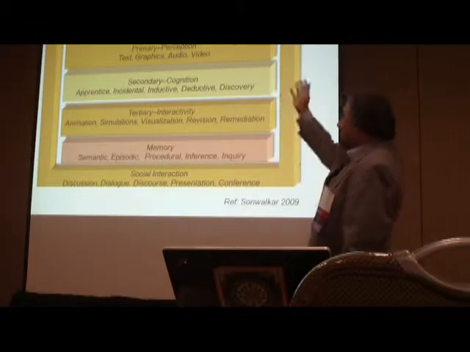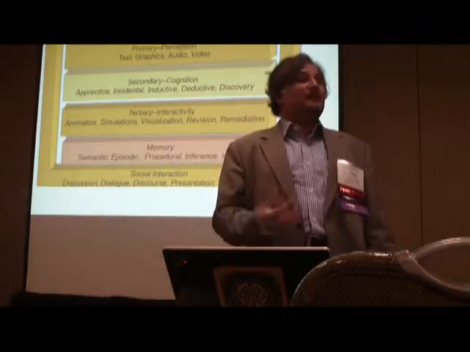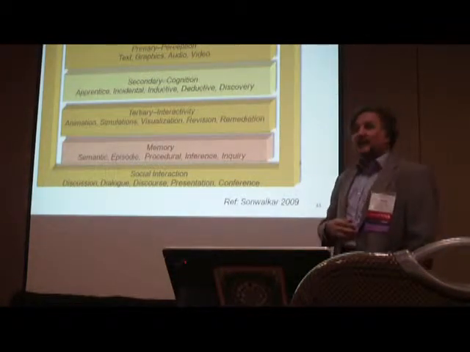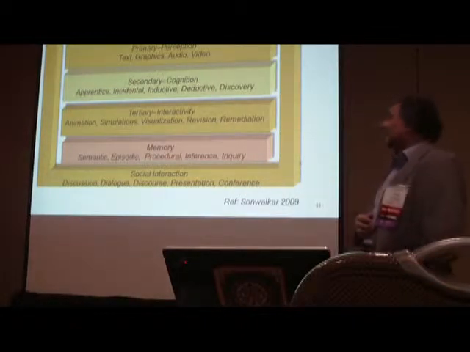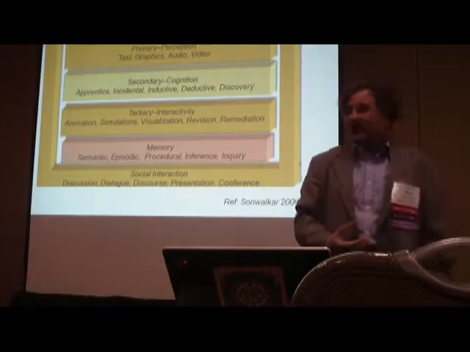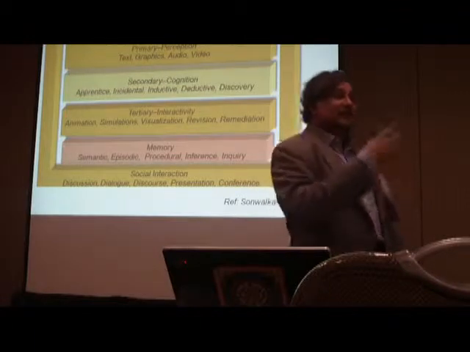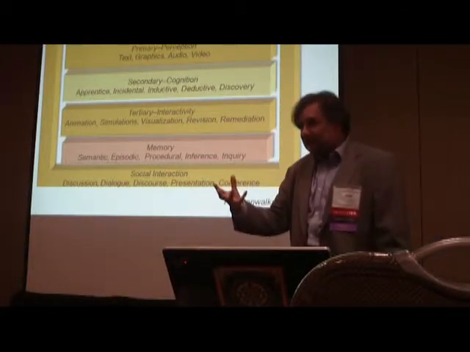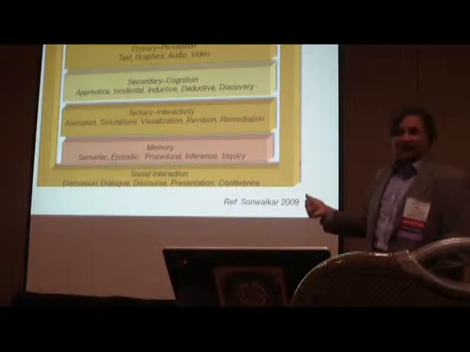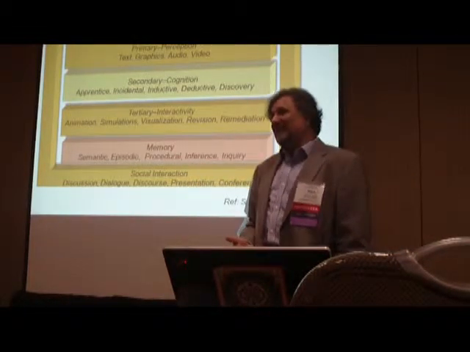This is where I connect all these dots. Vision, audio, smell, taste, touch, these are the 5 sensory organs that we all have. This is how we get information to the brain. Once you get there, you have to have secondary cognition, which I'm enhancing with different kinds of learning strategies: apprentice, incidental, inductive, deductive, and discovery. And then you get into a lot of interactivity like animation, simulation, real-time feedback, and all of that. That gets connected to the memory system. If you provide this kind of input, which really works with your brain structure or brain neurons, then it connects with your semantic memory, episodic memory, procedural memory, inferential memory, and inquiry-based memory. And this is where you retain. Knowledge is not good if you don't retain it. And this is what happens most often.